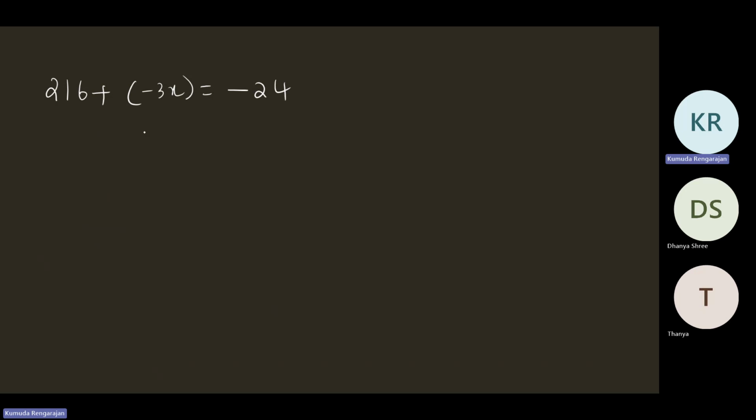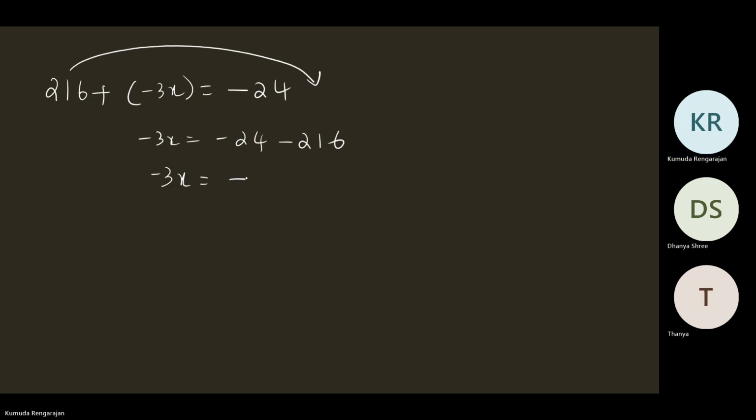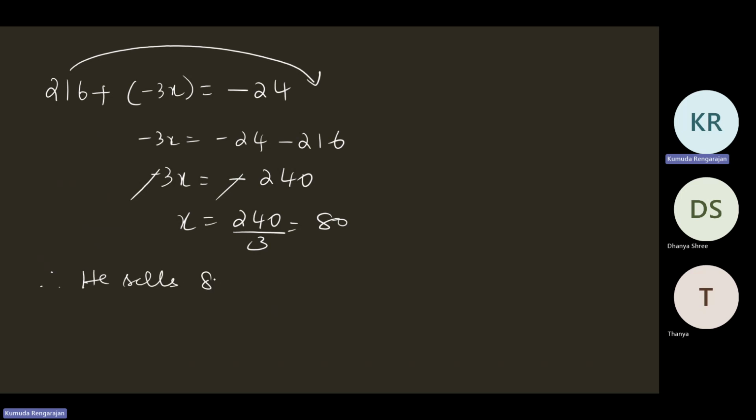Now solve this equation. So -3x is equal to -24 plus 216 on the other side, -216. This one, when it comes here... okay, so -3x is equal to -240. Minus gets cancelled on both the sides. So X is equal to 240 by 3, which is 80. So therefore, he sells 80 kgs of variety B rice.